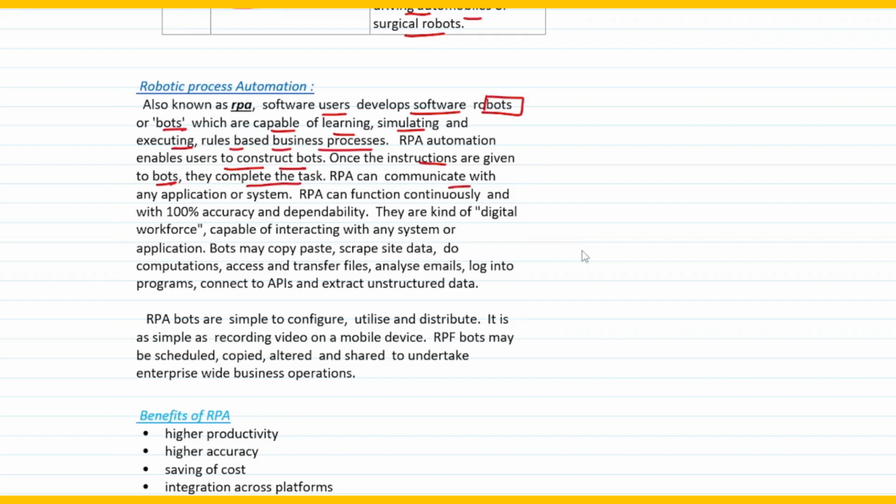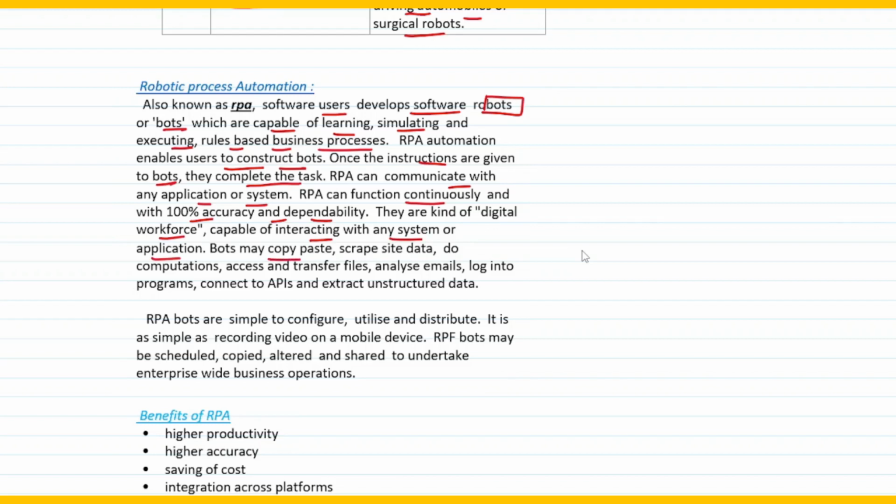Now, RPA can communicate with any application or system, right? RPA can function continuously, so it doesn't need any break because it is automated and machine oriented. Unlike human beings, it doesn't need a break. It can function continuously and with 100% accuracy and dependability. Very obvious, because it is automated, so the chances of errors are almost negligible. So it can perform with 100% accuracy and dependability. They are a kind of digital workforce. They are not a human workforce, they are a digital workforce. Hence RPA can also be called a digital workforce, which is capable of interacting with any system or application.